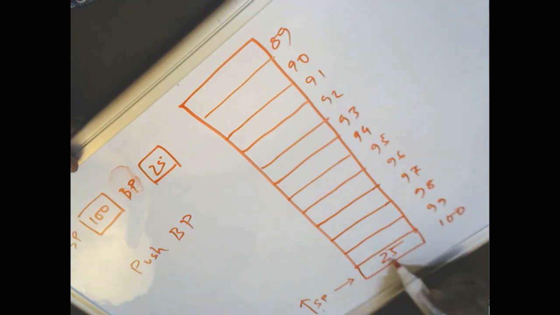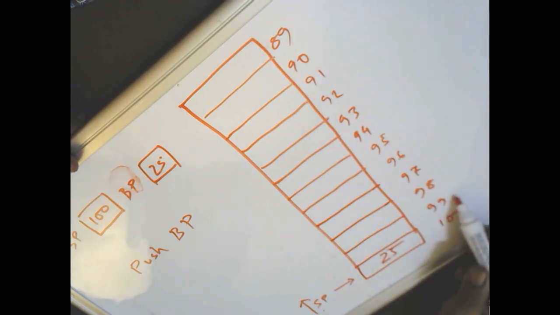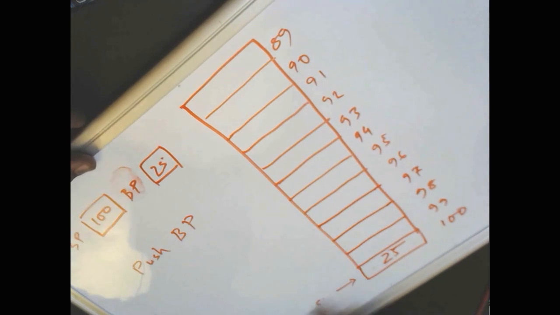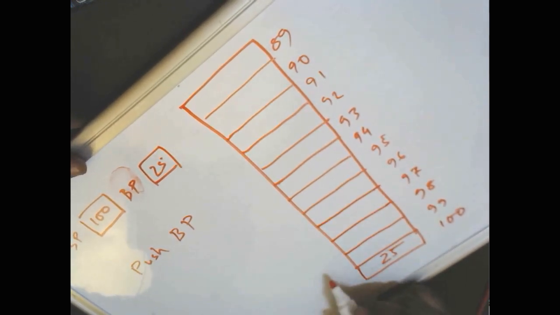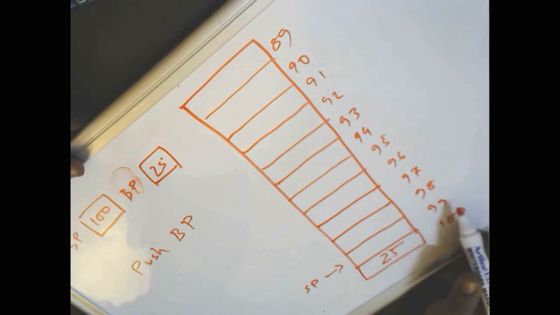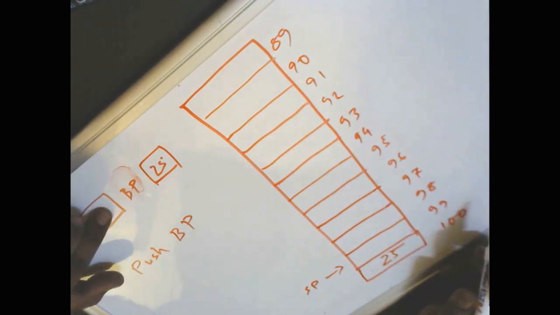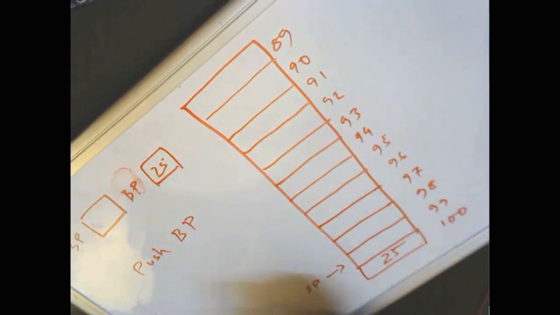If it is filled with the base pointer, this is not the top of the stack anymore. The top of the stack is now representing this 99th address, right? So in this case, the stack pointer is decremented by 1 and is now pointing at the address 99. So the stack pointer is immediately going to be changed to 99.